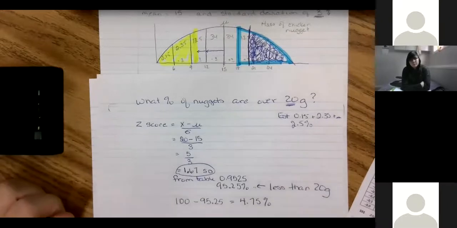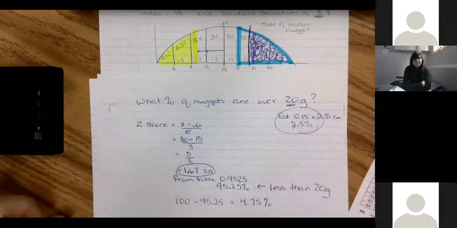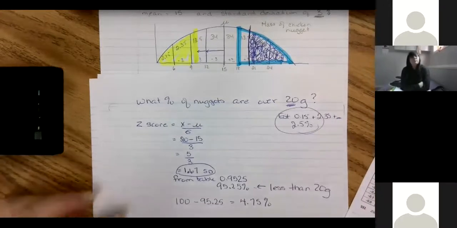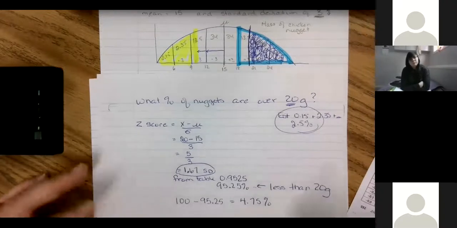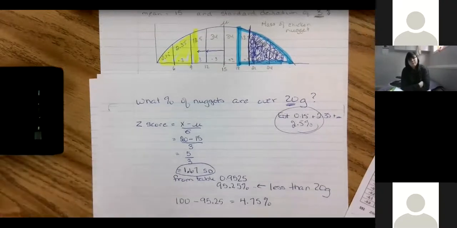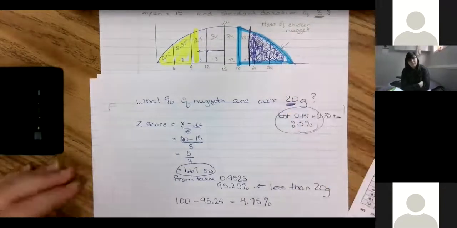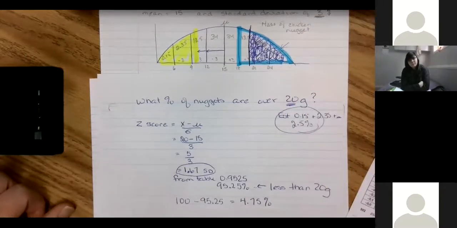That was my point, that's why I do the estimate. Because when I screw up, it's because I'm not paying it enough attention, and I'll just give that answer as 95%. It's like, no, go back and look at the picture. There's no way that this part is 95% of my graph, but it certainly could be about 4.75%.